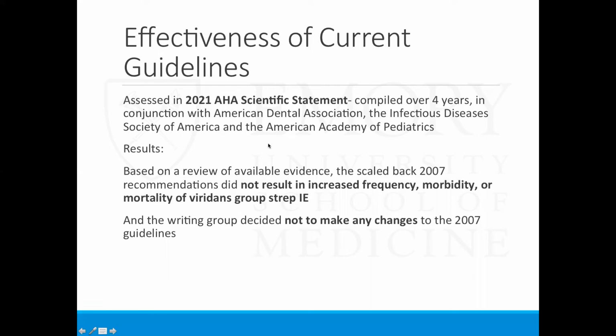And when they reviewed all of the available data, the preponderance showed that it hadn't led to an increase in frequency, morbidity, or mortality from this type of infective endocarditis. And they decided with this statement not to make any changes to the 2007 guidelines. They still hold true today.